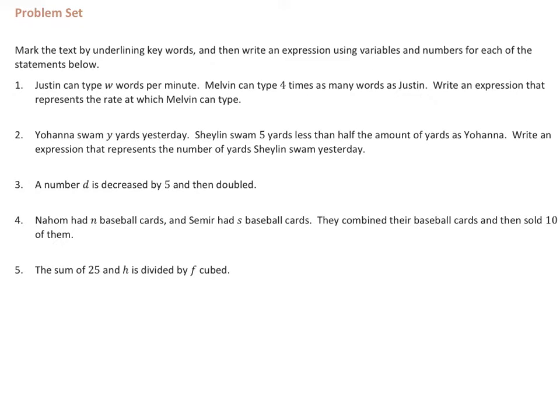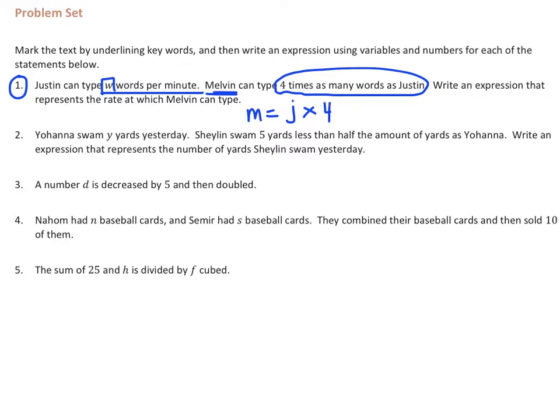All right, so I'm assuming you went through number 1 and tried to figure it out. So it says Justin can type blank words per minute. Sometimes I like blank instead of W. It just makes sense. So he's typing W words per minute. Melvin can type 4 times as many as Justin. Okay, so Melvin's would be Justin's times 4.